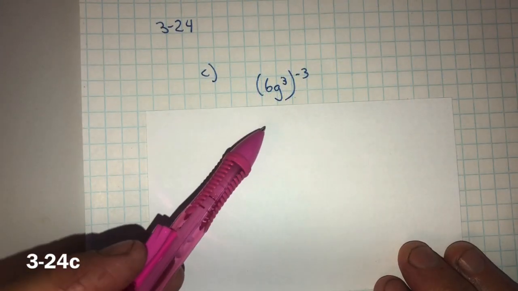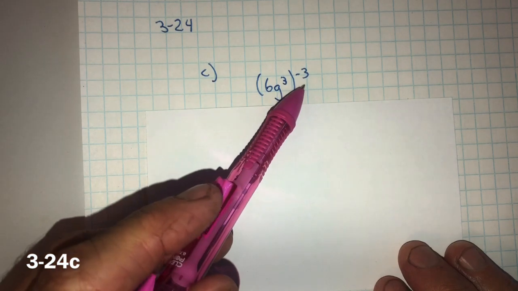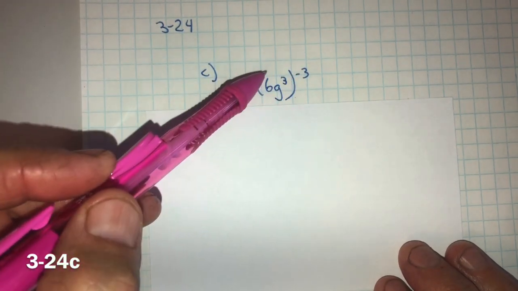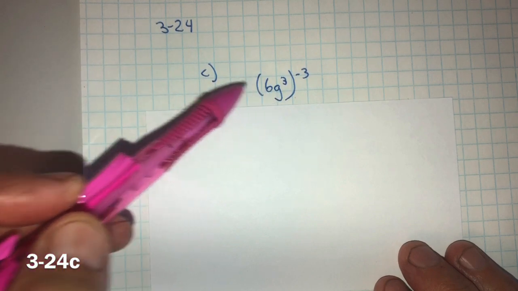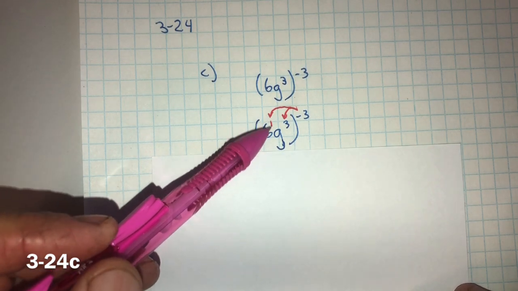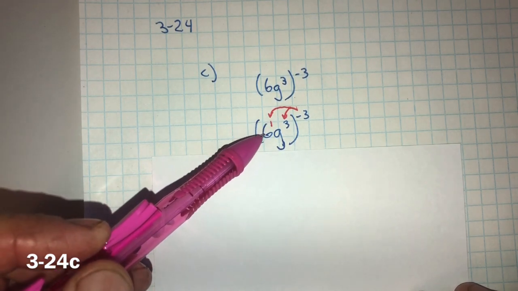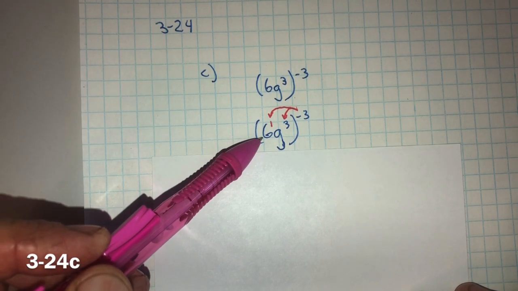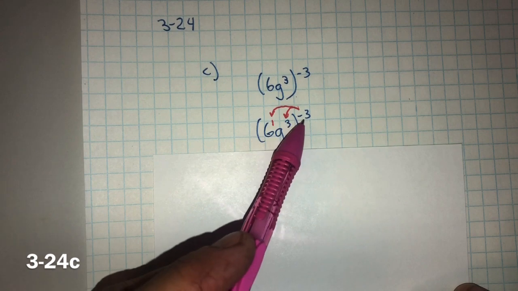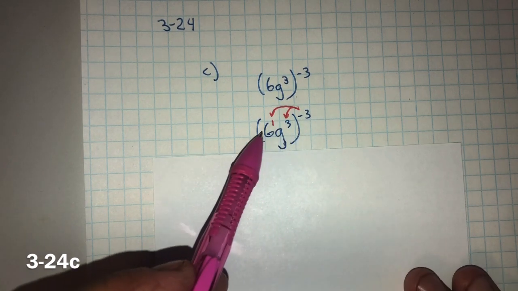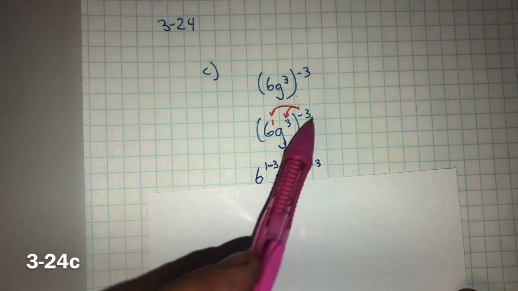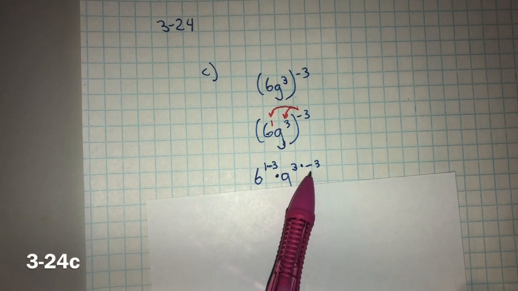Problem 324c. We need to distribute this exponent, and we have to distribute this -3 to both terms. And there's 2 terms here. First, I'm going to put a placeholder here of a 1 as an exponent, because anything to the first power is itself, so I'm not changing the value of it. And now I'm going to distribute. When you have a power raised to a power, you're multiplying. So I have 1 multiplied by -3, and 3 multiplied by -3.